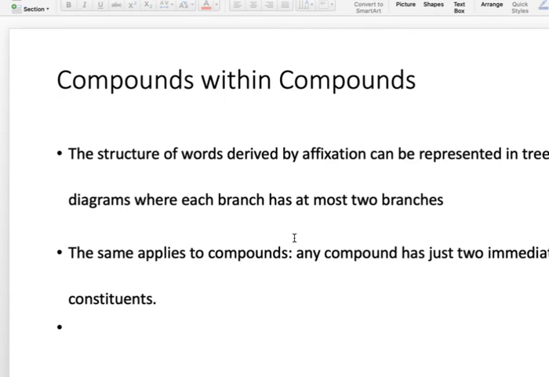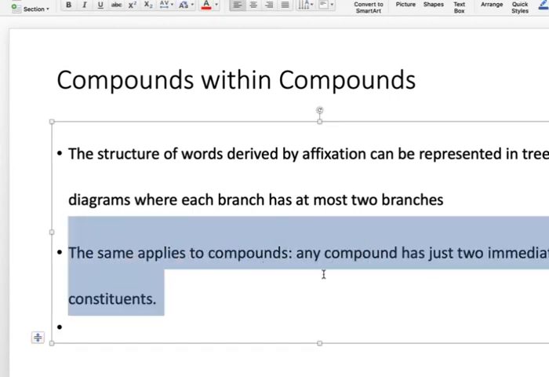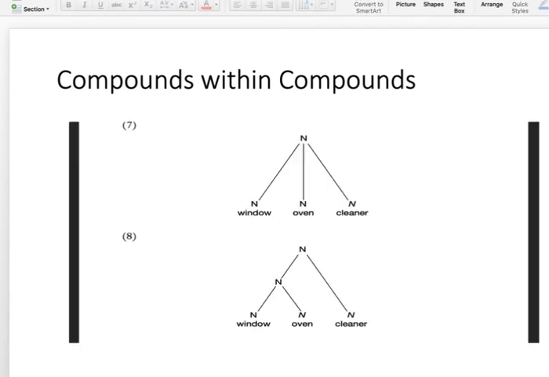Why did I mention it here? Because the same applies to the compounds. Any compound has just two immediate constituents, just like we said, unfriend is not a word. I mean, in recent days, because of social media, we have this word unfriend, but previously this was not considered a word, unfriend, right?